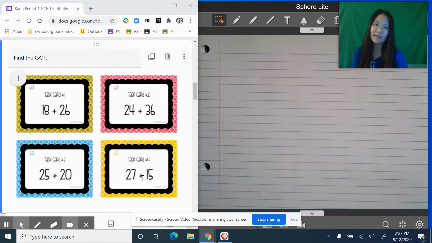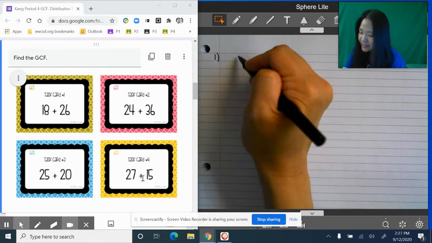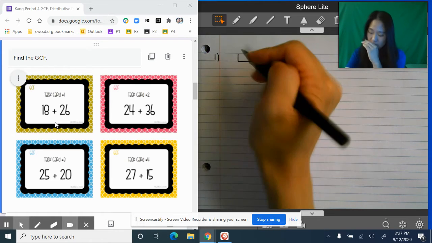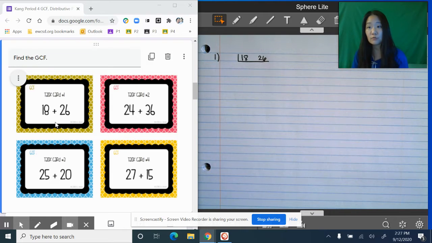So starting with finding the GCF, I'm going to go over number 1, even though I have a feeling that it's going to be a very short one. I know that here there's a plus sign, however, just ignore that. You're going to find the greatest common factor of 18 and 26, so write them in your ladder, your upside down cake. 18 and 26.